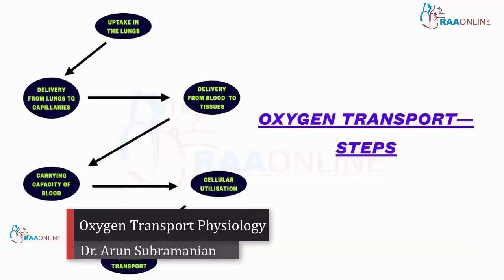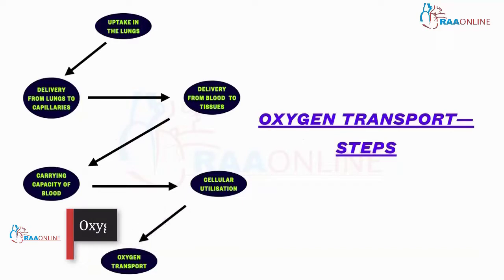Now, if you look at the steps of oxygen transport, it starts right from the process of ventilation, that is uptake in the lungs. From there, it is delivered to the capillaries. From the capillaries, it is delivered to the tissues. How is it delivered to the tissues? Through the carrying capacity of the blood.